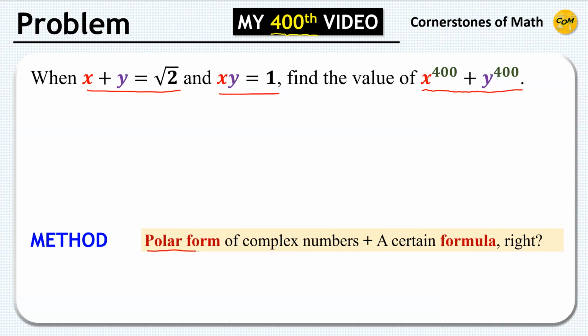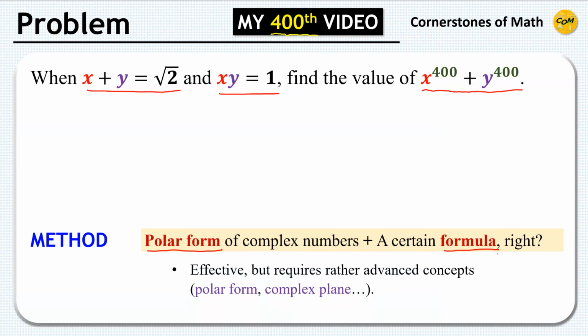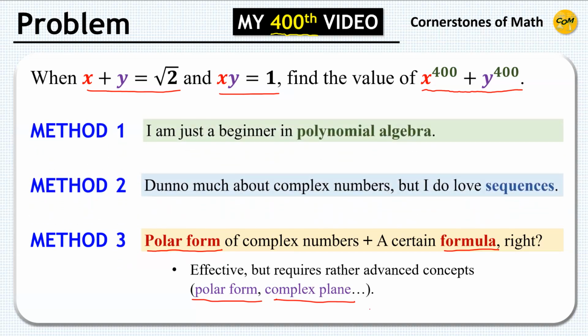using the polar form of complex numbers combined with a certain formula. This is indeed an effective method, but it is the method that heavily relies on advanced concepts such as polar form and complex plane, which are both outside the regular high school curriculum, at least in my country of South Korea nowadays. But this problem is more than just knowing some advanced formulas and using them, since there are other ways to solve this problem that are essentially free of complex algebra. And without further ado, let's get right on to them.